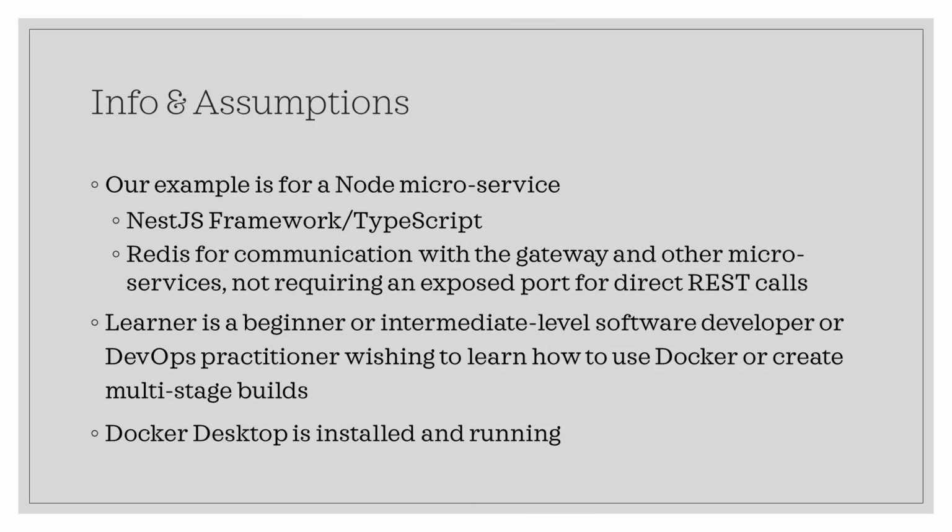Some information and assumptions for learning today: our example is for a Node microservice. The NestJS framework and TypeScript are used in the project. Redis is used for communication with the gateway and other microservices. This makes it so exposing a port in the Dockerfile is not required for direct REST calls, because there aren't any direct REST calls.